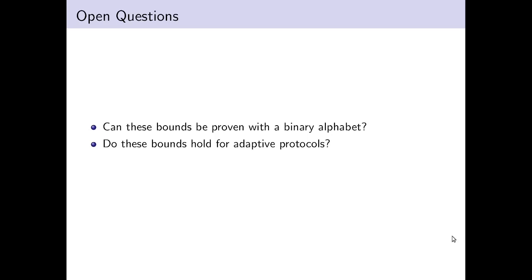Another open question is whether or not these bounds hold for adaptive protocols. If the parties are allowed to change the order that they speak in based on their inputs, and even better, based on the messages that have been communicated so far, do we still get the same bounds on the rate? Whether or not this is true, we still leave open for further research.